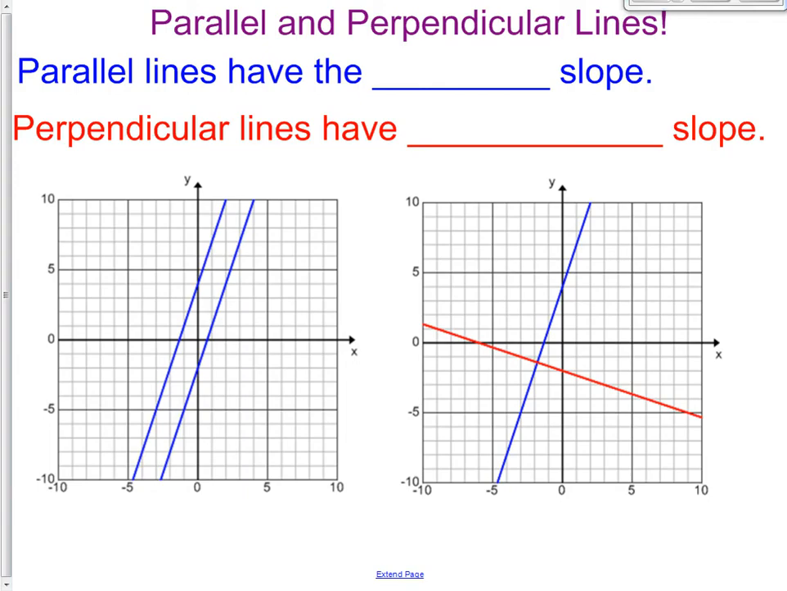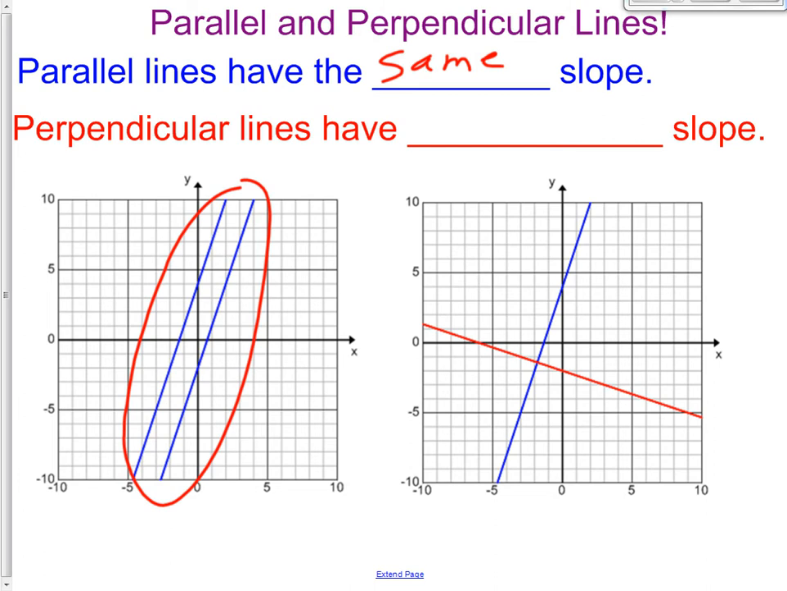So parallel lines are lines that have the exact same slope. Just a refresher from geometry, they are two lines that never ever touch each other. They go on forever and ever, and they never get any closer to each other. They never get any further away from each other. They just stay the exact same distance forever and ever for all eternity.